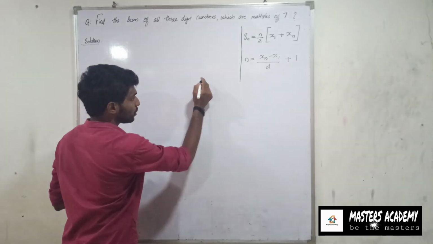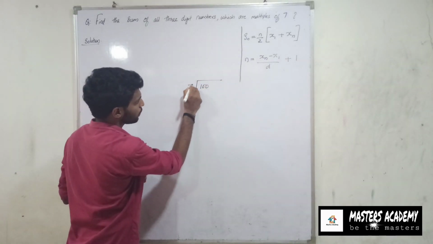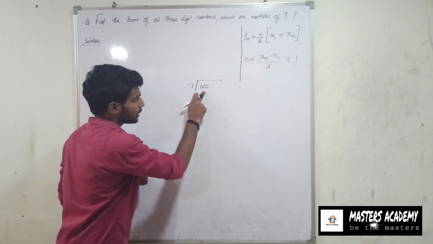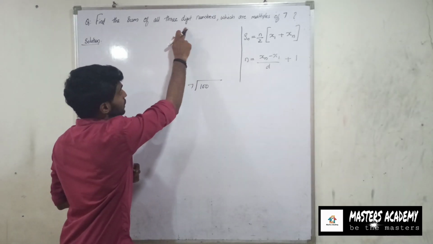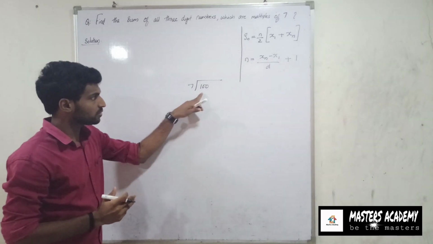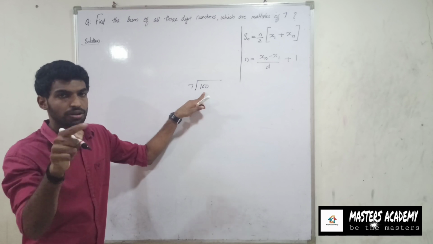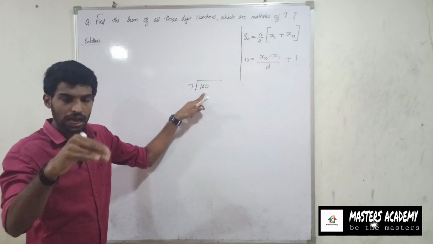In order to find out f, that is first term, first we divide 100 by 7. We are taking 100 because they are asking for 3-digit numbers. That's why we started with 100. If they had told us about 2-digit numbers, then we would have to start with 10. That I will discuss later.